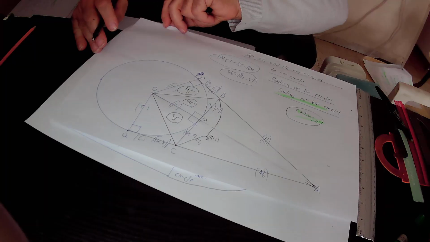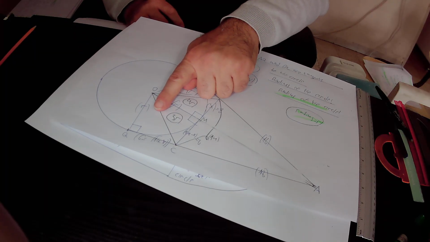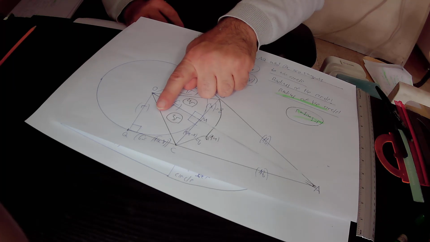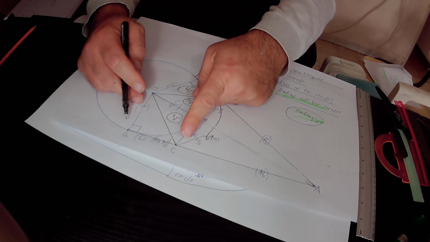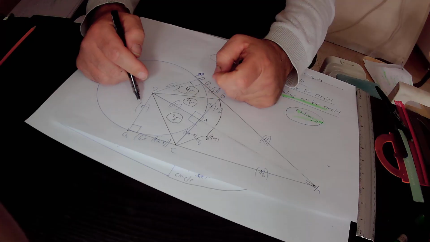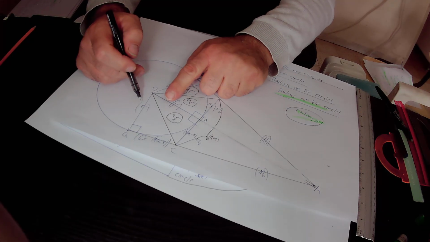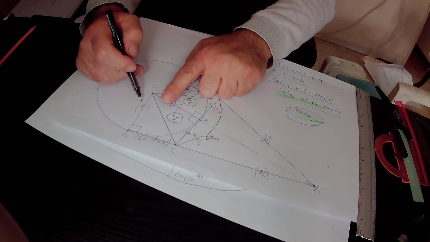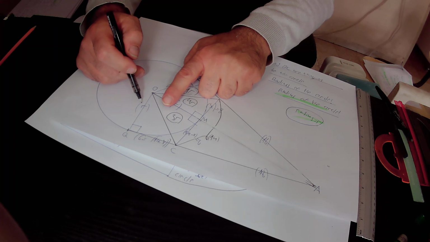Plus the area of this right triangle OQC. The area of this right triangle OQC equals the base QC, that is 6, times the height QO, that is R, over 2. So in total, the area of this right triangle OQC equals 6R over 2. 6R over 2 is 3R.